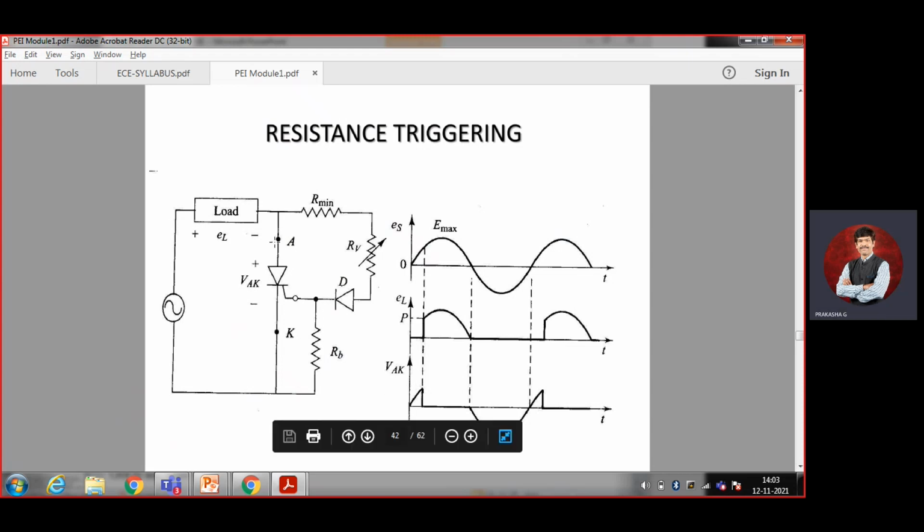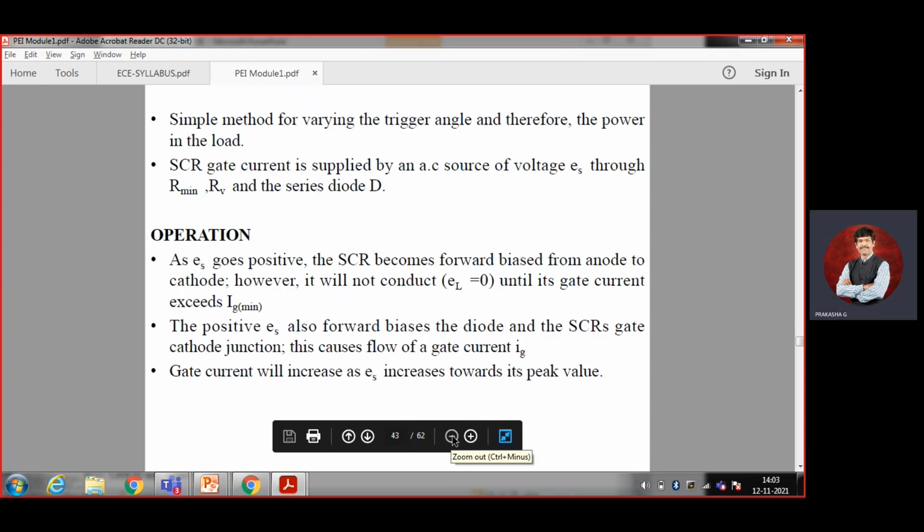Similarly, on VAK, the voltage across this will be measured in terms of this particular waveform. When it is 0, the voltage will increase up to the triggering current. Once the triggering current comes into picture, the voltage across the anode and cathode drops to 0. This has been explained in detail, theoretically.